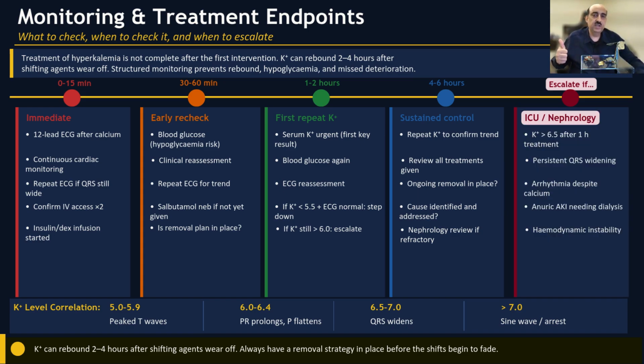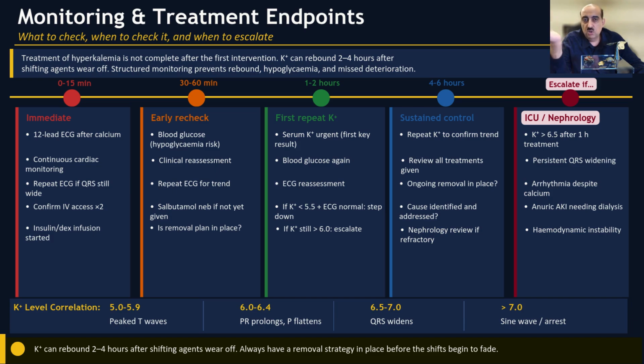When would you escalate along all this spectrum? Number one, if the potassium is above 6.5 after one hour of this aggressive medical management, or at the start if you're really worried and there is a sine wave pattern rhythm or extremely complex ECG changes, then you have to escalate to ICU straight away. Also escalate if you have persistent QRS findings despite treatment, or if there is potential for cardiac arrhythmia despite cardiac membrane stabilization. Any patient who is anuric, not passing urine, and has acute kidney injury is a potential red flag, because no matter what you do, potassium will not improve. So dialysis may need to be initiated as soon as possible.